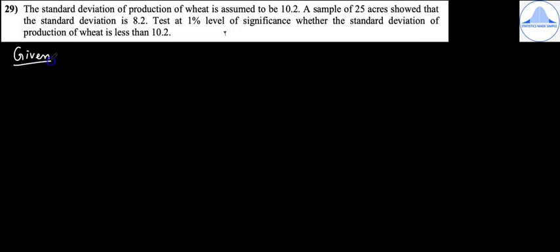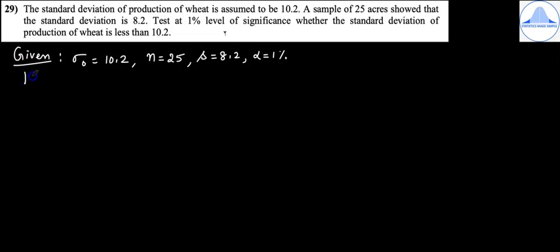So write given. Now observe the first sentence. It doesn't have the word sample, so it means the first sentence is with respect to the population. The standard deviation of the population, we know, is denoted by sigma naught, which is equal to 10.2. And then a sample of 25 acres means n is equal to 25, and the standard deviation of the sample is denoted by S, which is 8.2, and alpha is equal to 1%.